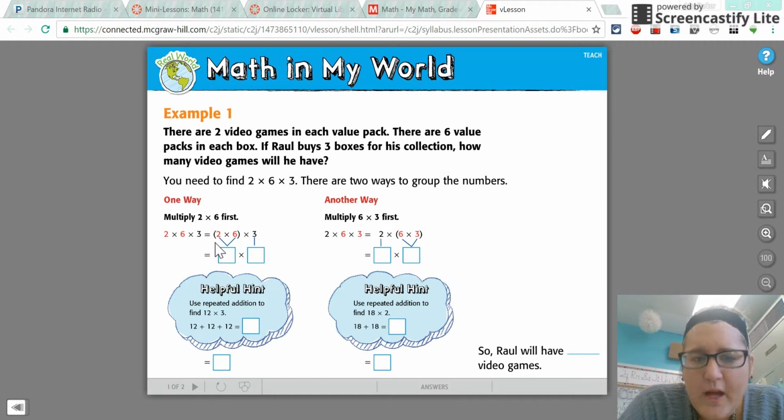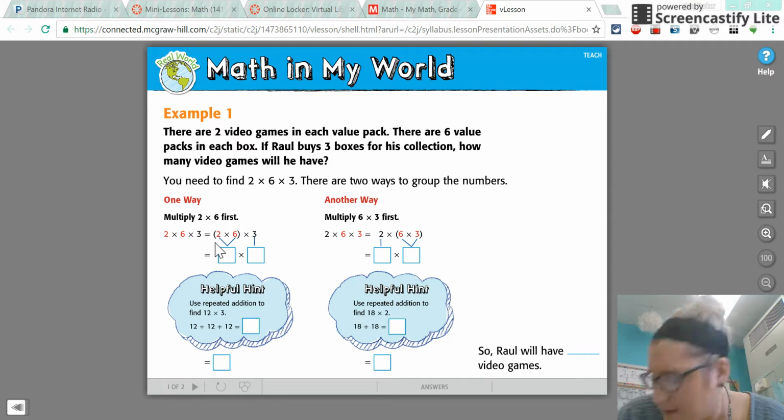Let's try the other way next. I like the first way better because 2s are so much easier for me, but that might not be the case with you. It doesn't matter which way you do it because it's all going to be the same product, the same answer. Next up we have 6 times 3. Can anyone think of what that might be? That's going to be 18.